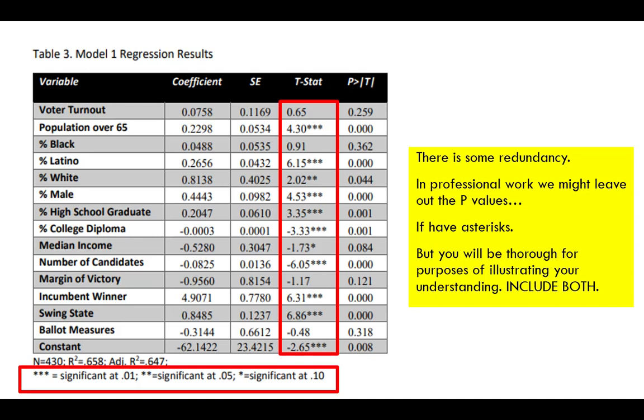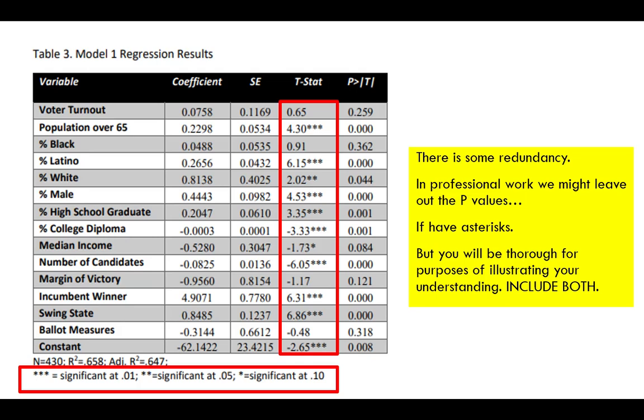As my note on the right says, there's some redundancy in this table. This was work I did with a student. If I'm writing for my peers, then I might leave out the p-values because the asterisks basically do the job of the p-values, but having them both isn't a problem. No one's going to look at you and go, ugh, this person doesn't know what they're doing.